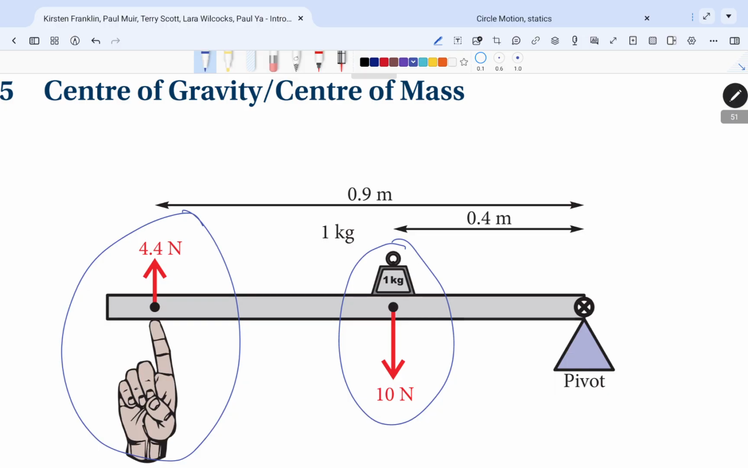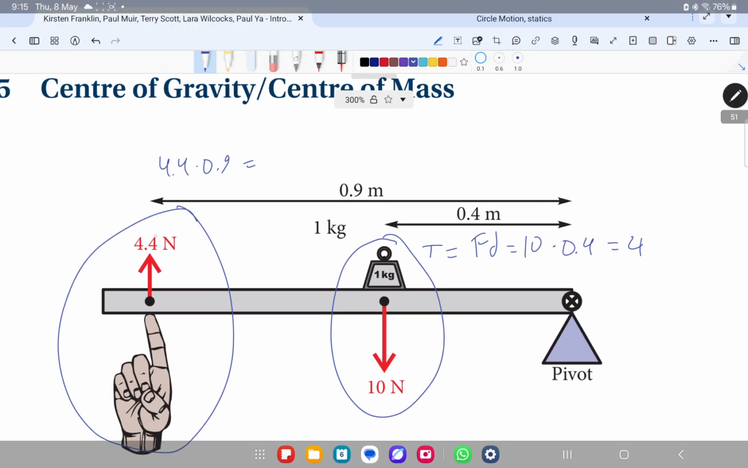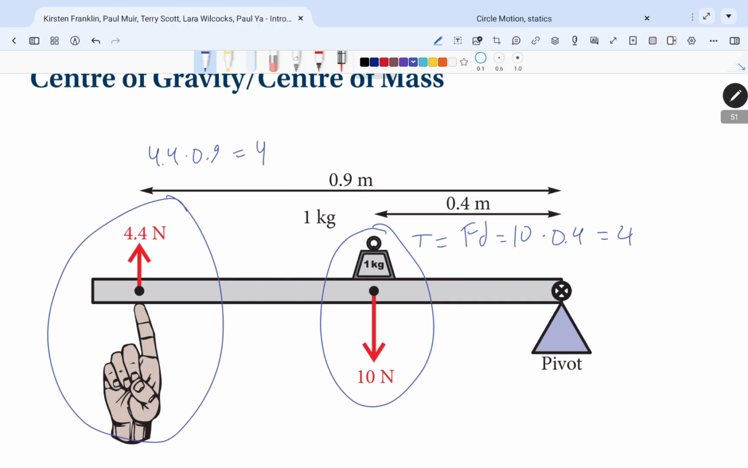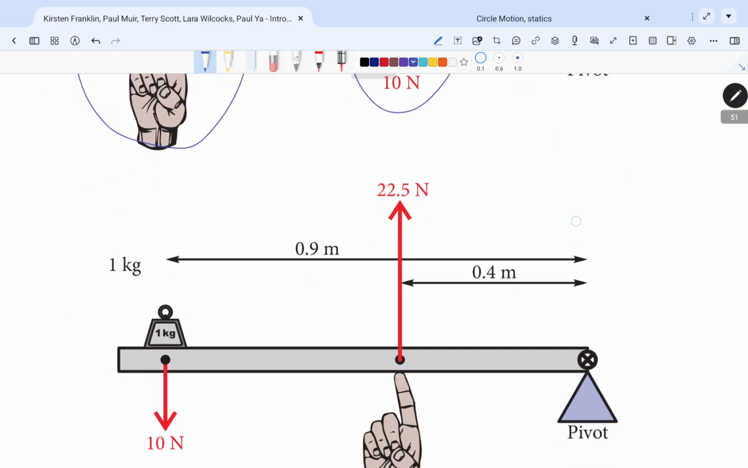So what's this torque equal to right here? Remember the formula for torque? It looks like this. Equals Fd. What's F? 10. And d is what? 0.4. Distance from the pivot. And that equals 4. How about the clockwise direction? It's 4.4 times 0.9, which equals, what does that equal? 3.96. Oh, this 4 is meant to be repeating. Put in the calculator, it's 4.4444444 times 0.9, and you eventually get to 4. And they're equal. Right? They're equal.